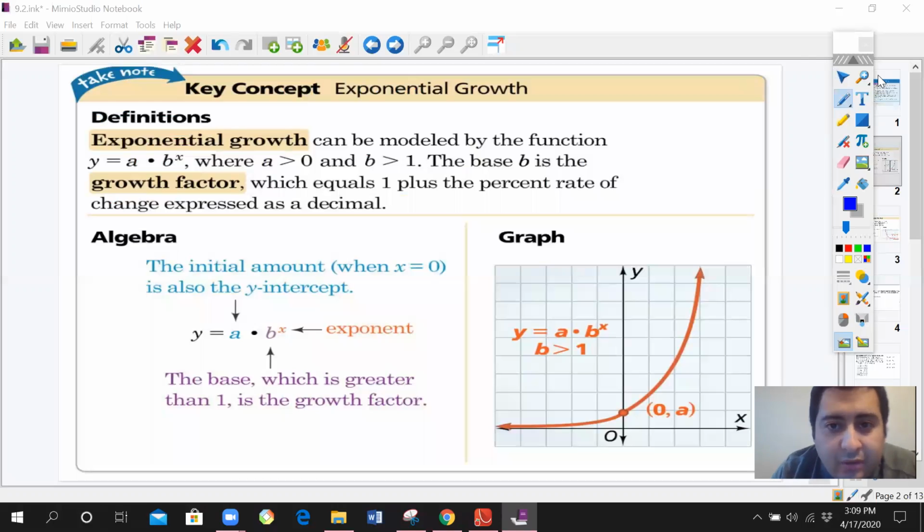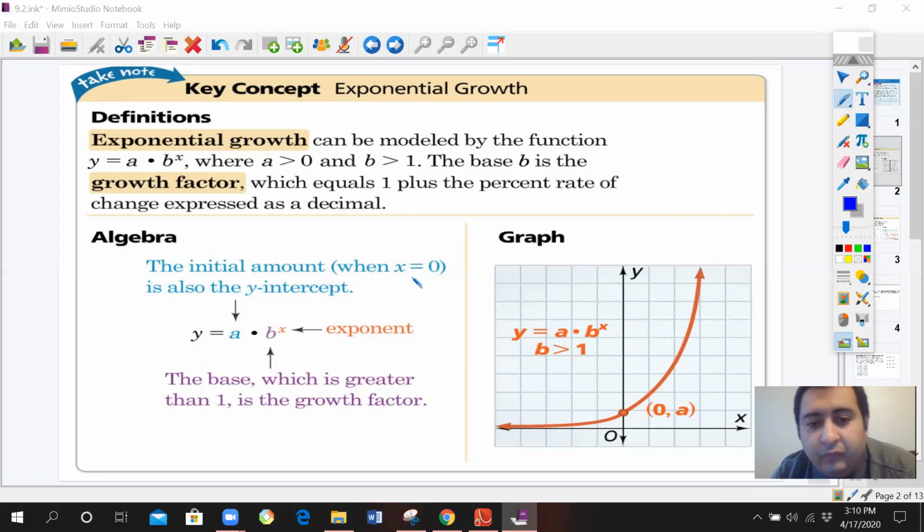All right, so when we're dealing with exponential growth, in other words, this is increasing, the graph is increasing. So exponential growth can be modeled by the function y equals a times b to the power x, where a is greater than 0 and b is greater than 1. So the base b is the growth factor, which equals 1 plus the percent rate of change expressed as a decimal.